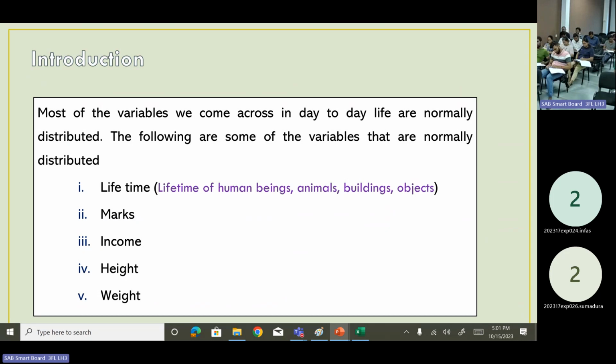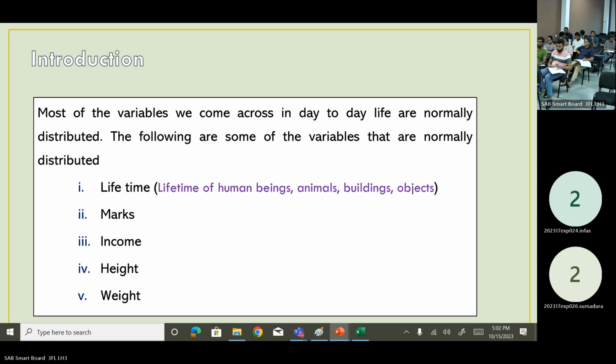Then height. Height is a normally distributed variable. If you take the height of students in a class, it is normally distributed. Height of buildings in an area is normally distributed. Then weight. Weight of students in a class is normally distributed. Weight of people in Sri Lanka is normally distributed.